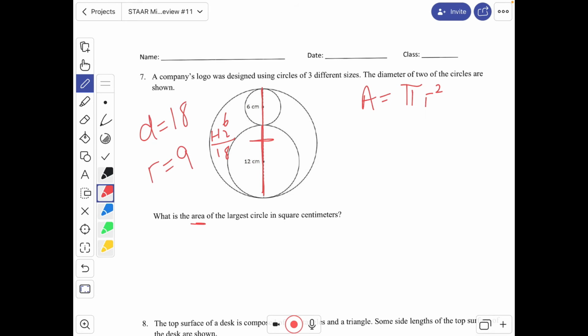Remember, the number we usually round pi to is 3, times radius squared, which means 9 squared, or 9 times 9. And then you just work that out. And remember, you'll pick the answer that is closest because we rounded to 3.